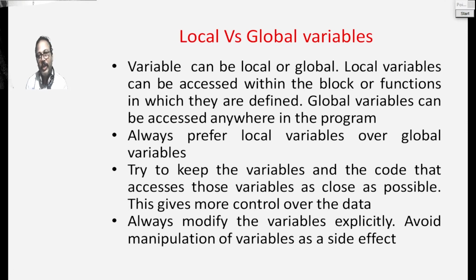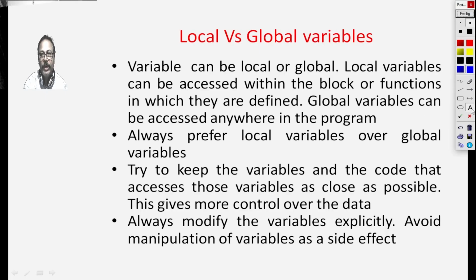Local versus global variables. Variables can be local or global. Local variables can be accessed within the block or function in which they are defined. Global variables can be accessed anywhere in the program. Again, this may be a little confusing, but the point is, whenever you are writing a program, you are dividing it into modules, say M1, M2, etc. So keep the data as close as possible.